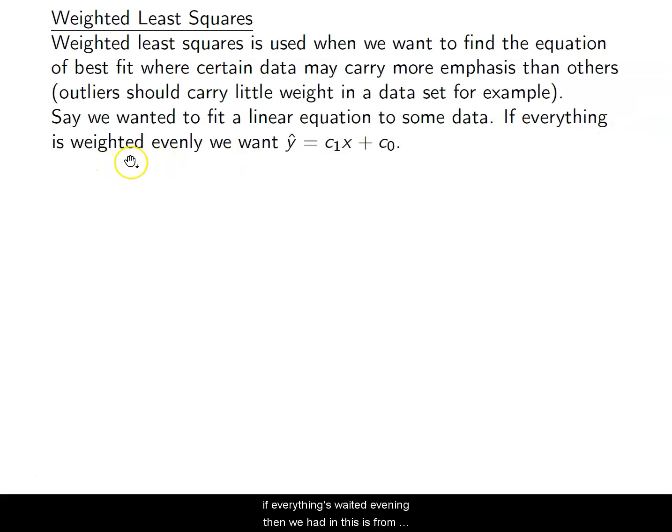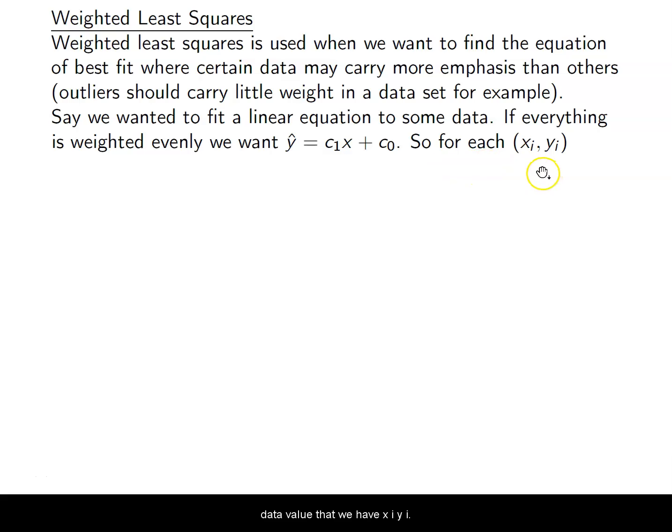So if everything is weighted evenly, then what we had, and this is from section 8.5, was y hat equal to c1x plus c naught. So c naught is the constant, and c1 is the coefficient, or the slope, for my variable portion. So y hat here is our line of best fit. c1 and c naught were the coefficients that gave me the line of best fit.